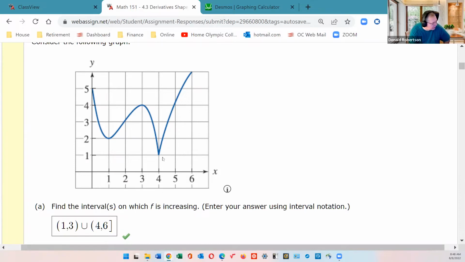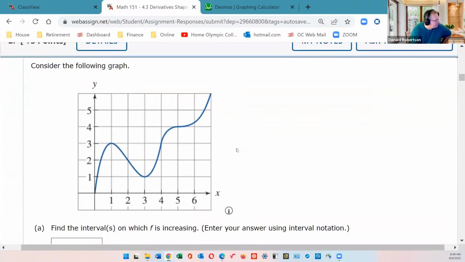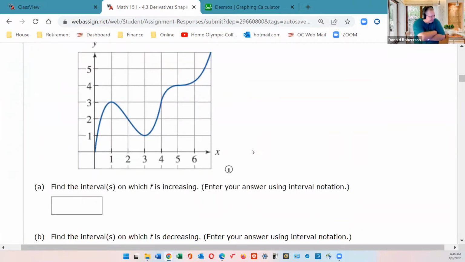Now, if they had put in a question like, give me the coordinates of a cusp, wouldn't you then put in 4, 1, right? It does have a name, but its name is not a point of inflection. That was good. Right, here's another one. Give me any interval of x's where this function is increasing.